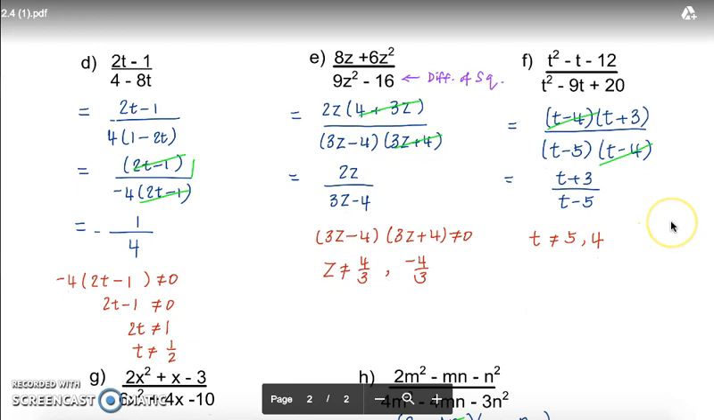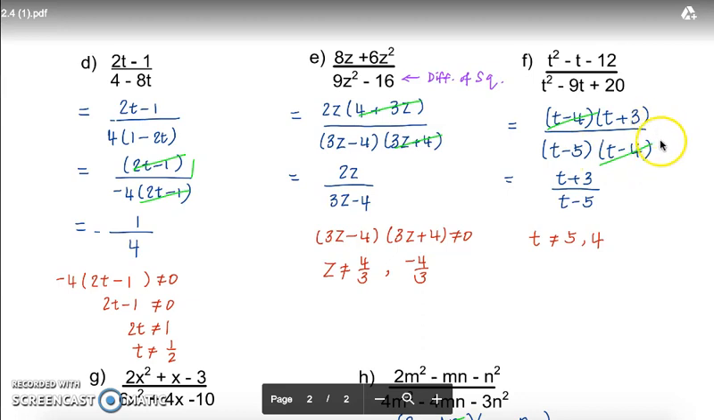Question F. We are going to factor some trinomials here. We need two numbers that multiply to give you negative 12, and they add up to negative 1. It turns out to be negative 4 and positive 3. And then you need two numbers that multiply to give you positive 20 and add up to negative 9. You end up with -5 and -4.